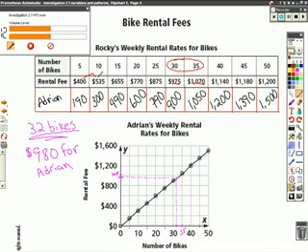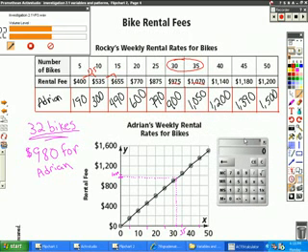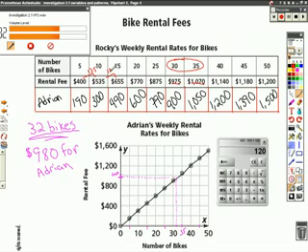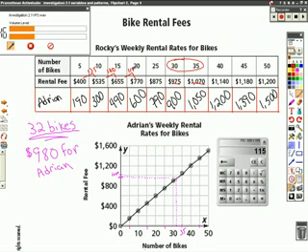So 400 to 535, that's a difference of 135. 535 to 655. I'm going to pull out my calculator. 655 minus 535, that's 120. 655 to 770, so 770 minus 655, 115.